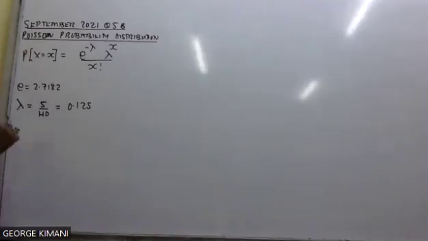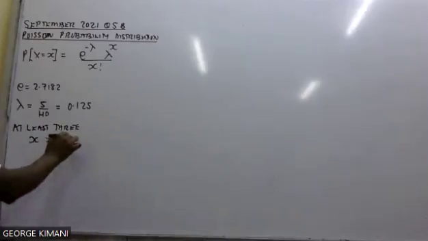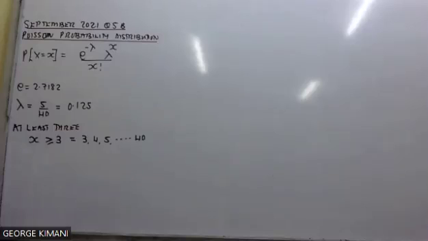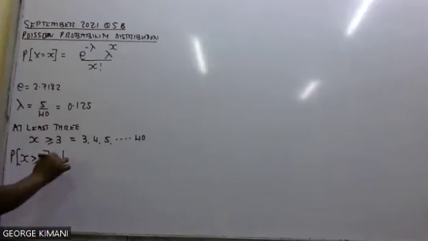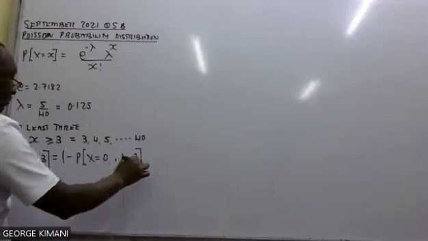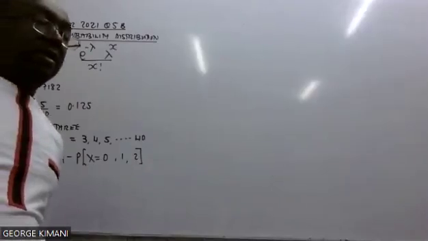So when you are told at least 3, it means that x is greater than or equal to 3. Which specifically means 3, 4, 5, all the way up to 40, because there are 40 bolts. Now that would be better solved as 1 minus the probability that x is 0 or 1 or 2. Instead of solving all these others, it will be easier if you solve it that way.